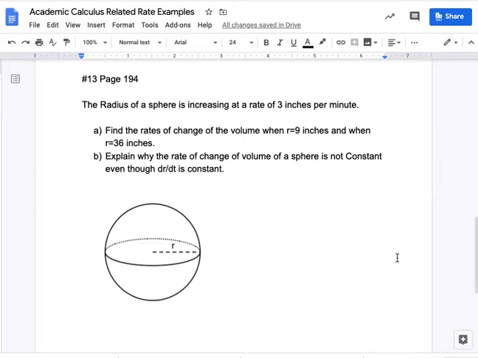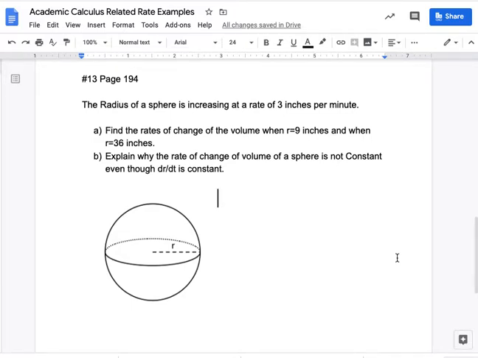Okay, let's do another example of a related rate problem. This is number 13 on page 194 in the textbook or the PDF doc. The radius of a sphere is increasing at a rate of 3 inches per minute. Find the rate of change of the volume when the radius is equal to 9 inches and when r is equal to 36 inches.